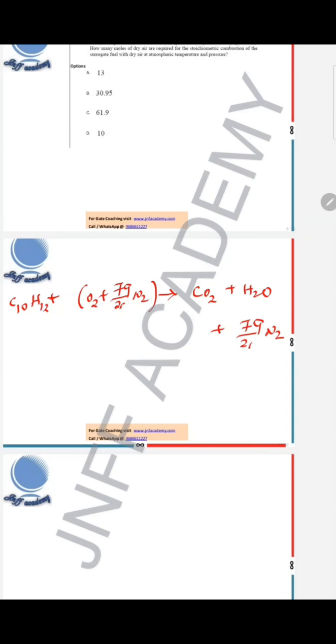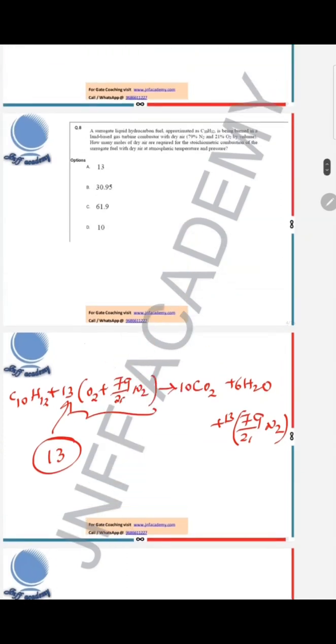We just need to balance this equation. How many carbons are there? Here it is 10, then I multiply with this at 10. How many hydrogens? 12 hydrogens. So I need to multiply here with 6. Now oxygen needs to be balanced. So here it is 20 oxygen plus 6, 26 oxygen. So I should be multiplying here with 13. 13 into 2 is 26. Now the equation is balanced. Here it should be multiplied with 13. This equation is perfectly balanced. So how many moles of dry air is required? That is 13 moles. Out of the given options, which option is correct? Option A is correct for this question.